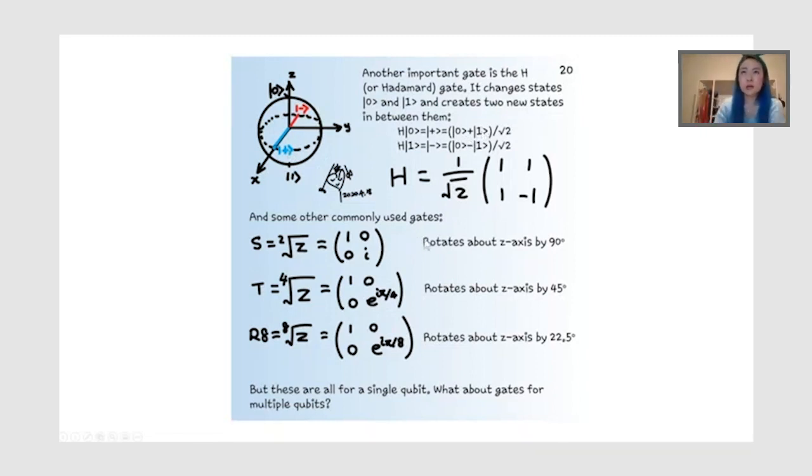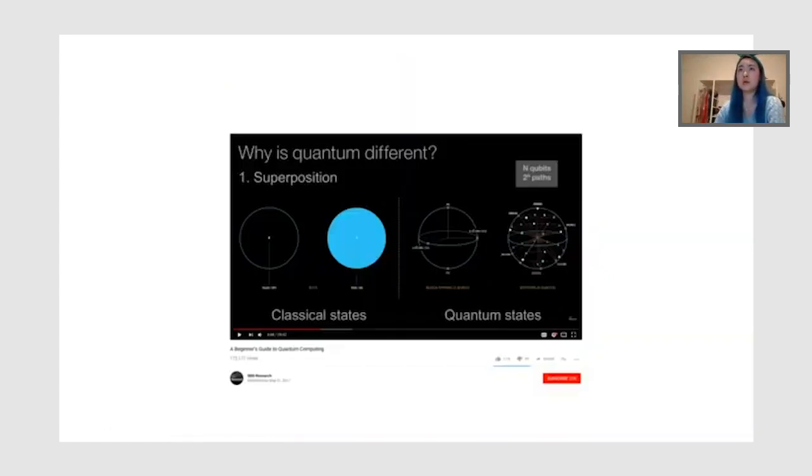And here are some other commonly used gates. They are all derived from the Z gate. They're just a subset, and they can rotate around the Z-axis by different degrees. So these are all for single qubits. I wanted to show that the Bloch sphere, when you first learn about quantum gates and manipulation of qubits, is an easy tool for you to visualize what's happening to your qubit.